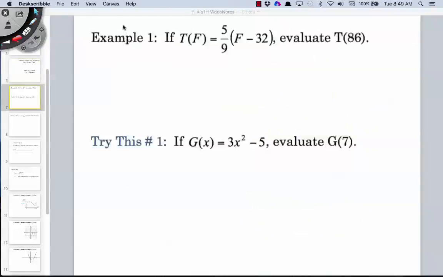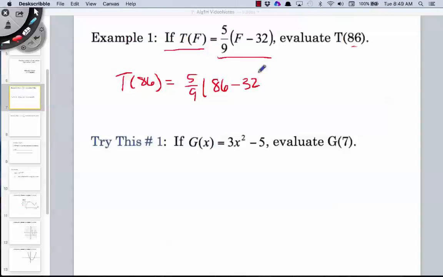In example 1, we're given this temperature function where I substitute the value of the Fahrenheit to find the value of the degrees in Celsius. So here it asks me to evaluate T of 86 degrees Fahrenheit. I'll substitute the argument 86 into the equation, and this will result in 5/9 of 86 minus 32, which gives us 54, and 5/9 of 54 will result in 5 times 54, divided by 9, and that translates to 30 degrees Celsius. So when it's 86 degrees Fahrenheit, it's 30 degrees Celsius.